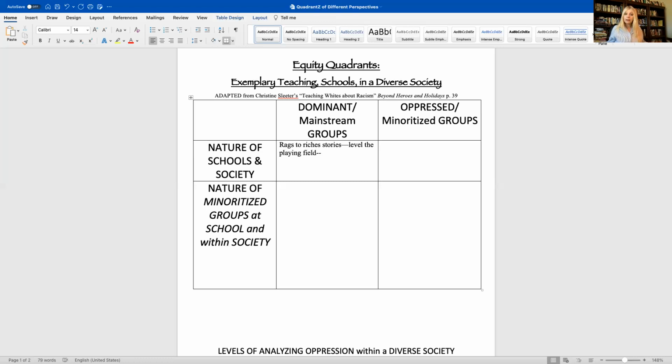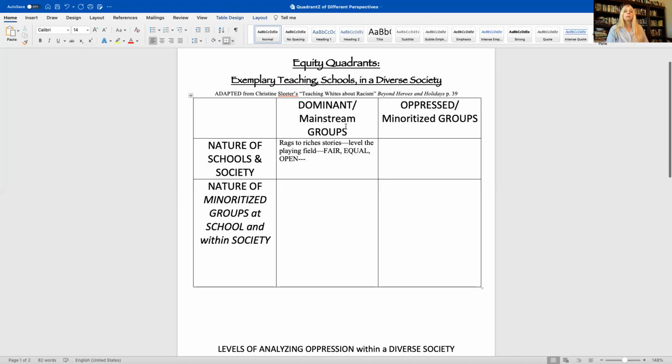So no matter what your background is, if we level the playing field, it means that everybody's going to have a fair shot. So that's a key word: fair, equal, open. Now remember, we have our dominant mainstream glasses on here. How do we see schools and society? We see them as open, as fair, as equal. Okay, if we think about the United States, even the highest office in the land, the US president, our society is open because we've even had a Black president.